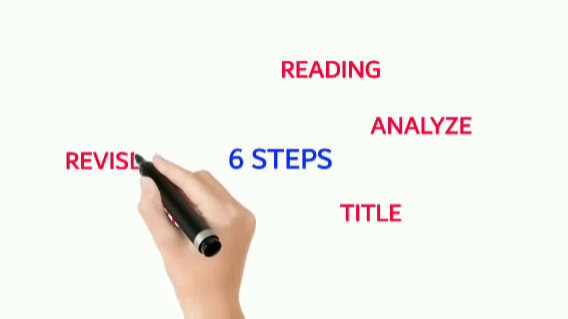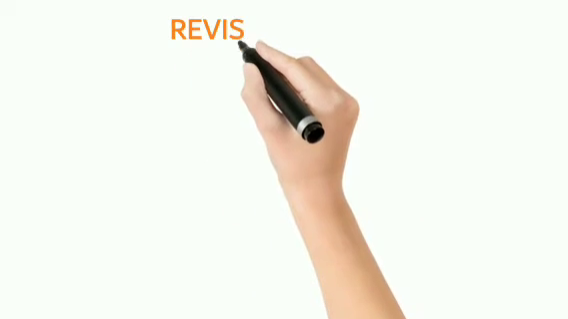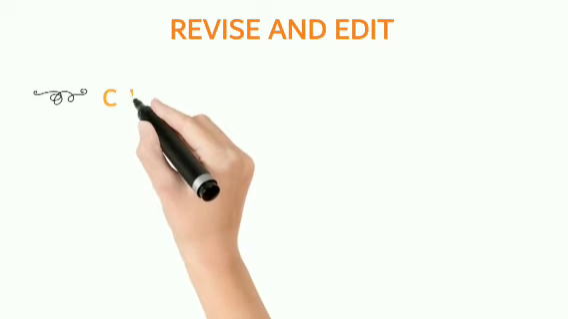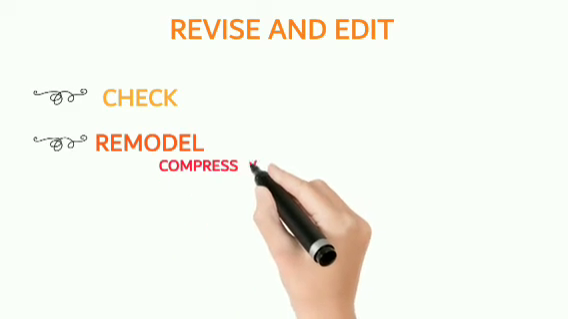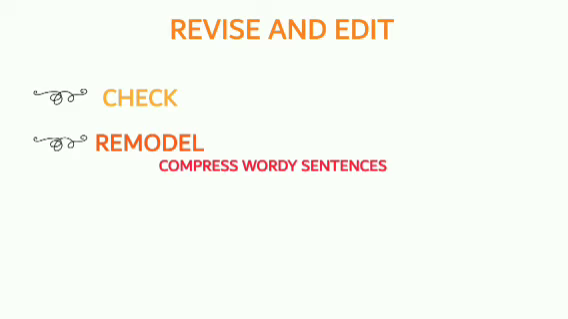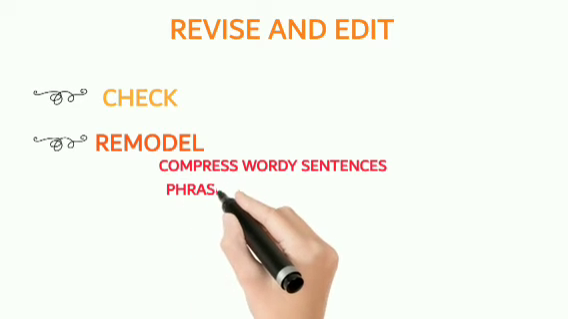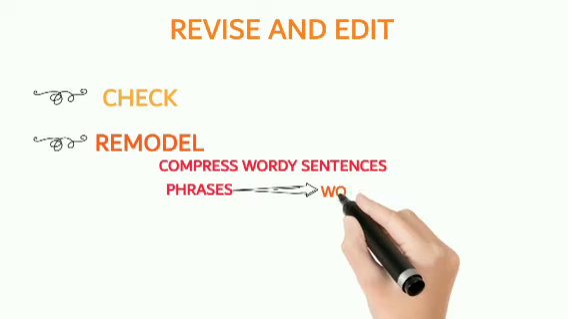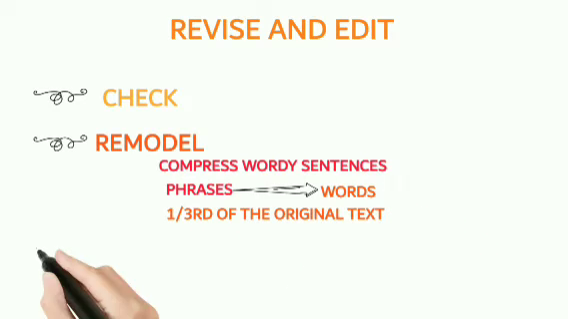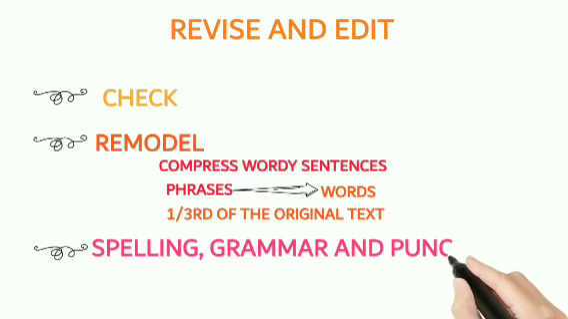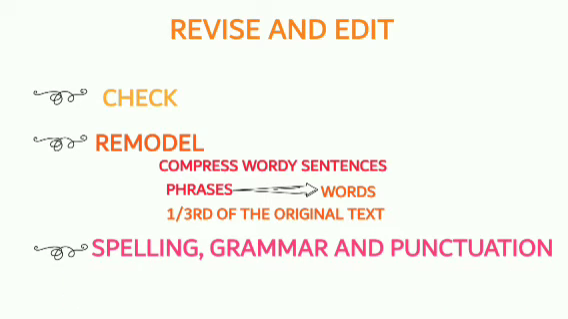Step number 5, revise. You need to consider some points. First, check all the points are included. Second, try shortening the passage. Here we need to do remodeling or rephrasing. There are some techniques. First, we can compress wordy sentences. Second, we can change phrases into words. The passage should be the 1/3 of the original text. And in last, check spellings, grammar, and punctuation.